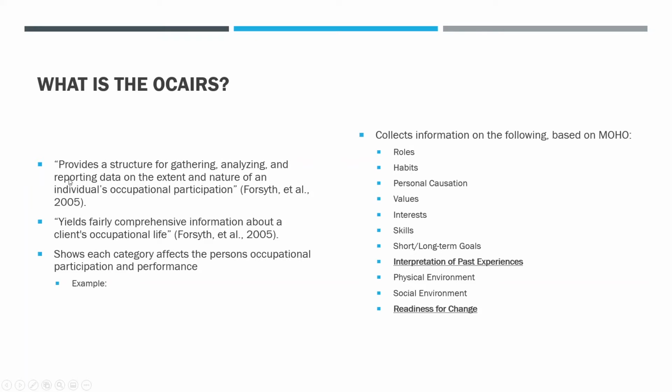And then moving down, it shows each category affects a person's occupational participation and performance. So when you're going through the OCAIRS assessment, which you'll see in a few minutes, you'll see that there's a section, and each section is labeled by these various factors and elements. So you have roles, habits, personal causation, values, interests, skills, short and long-term goals, interpretation of past experiences, physical environment, social environment, and readiness for change. And so each category, like it says down here, affects the person's occupational participation and performance.